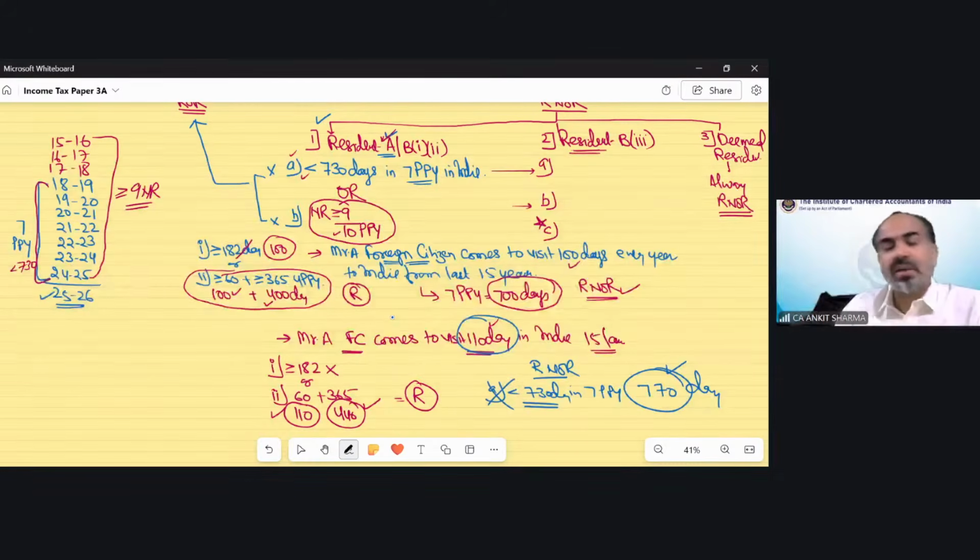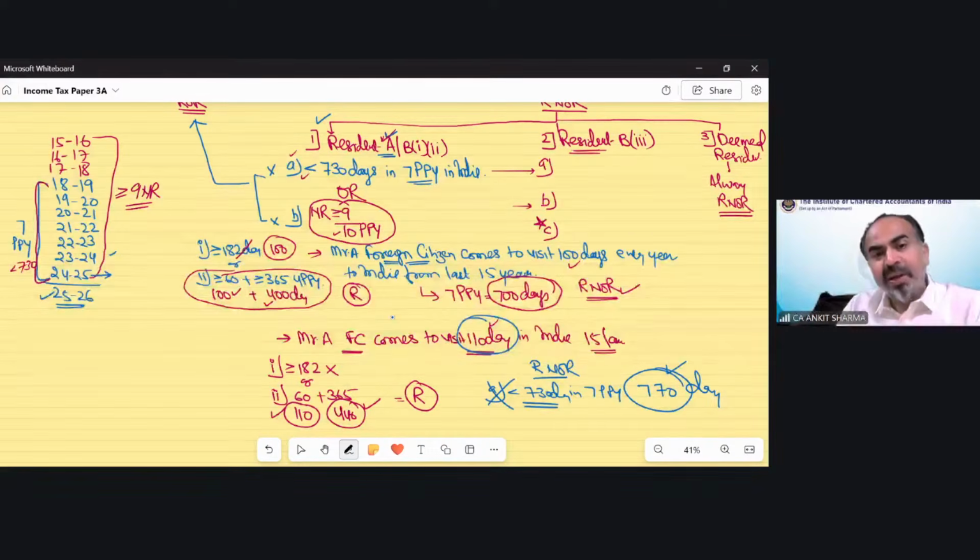Now we have to check condition B, which is this condition. In the last 10 preceding previous years, he should have attained the status of non-resident for at least 9 preceding previous years out of the 10. One by one we will check. You might be feeling now we have to do this hard work 10 times. No, it's not so, students.